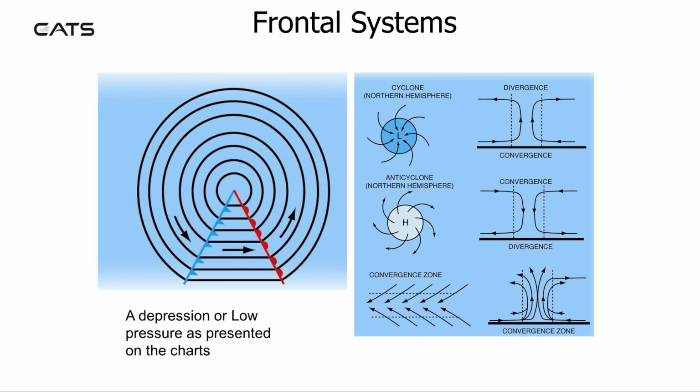For high pressure at the surface, an anticyclone in the northern hemisphere, there will be low-level divergence, descending air, and converging air at altitude. In a convergence zone, there's intense lifting activity, low-level surface convergence, and upper-level divergence.